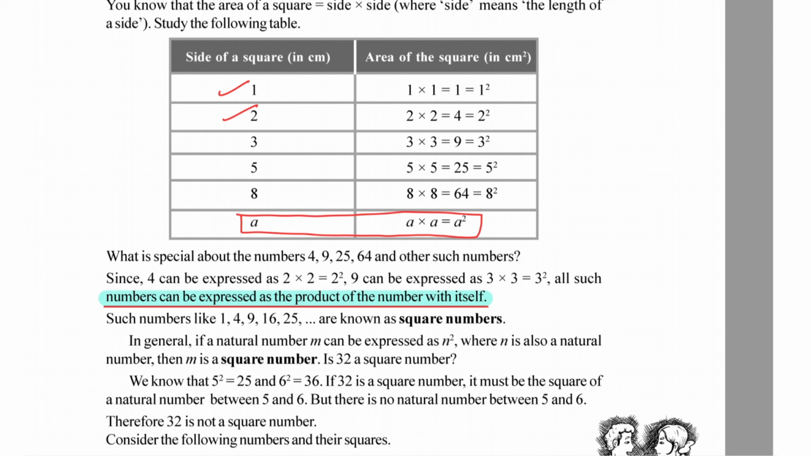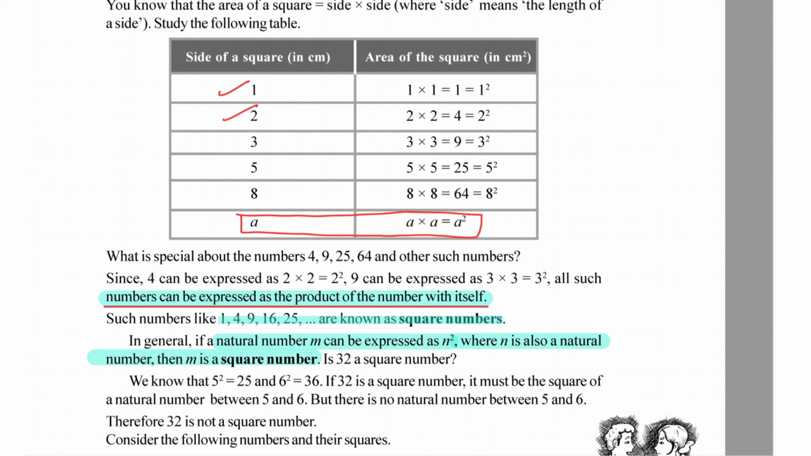And the numbers such as 1, 4, 9, 16, 25 are known as square numbers. Now, to say it generally, if we consider a natural number m which can be expressed as n square, where n is also a natural number, then we call m a square number. So you consider two natural numbers m and n, where if we can write m as n square, we call m a square number. I hope it's clear.